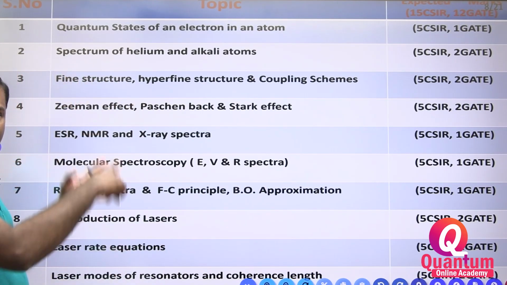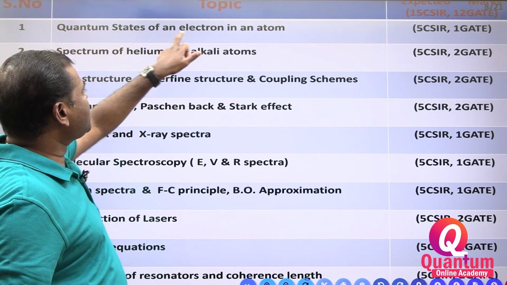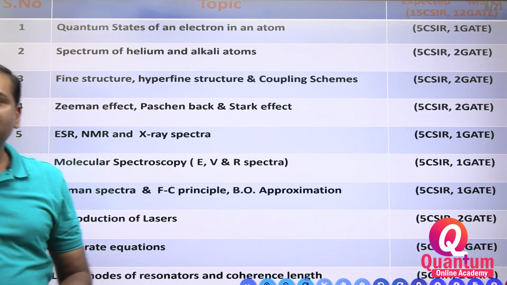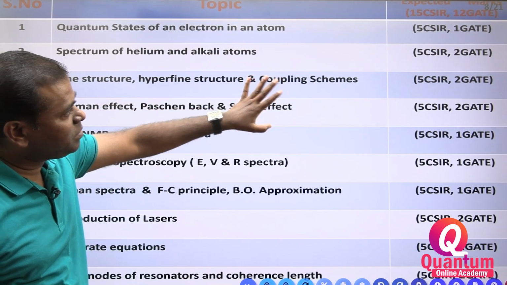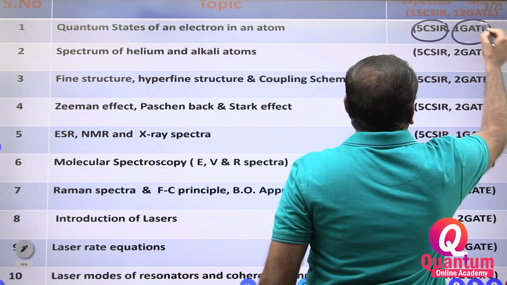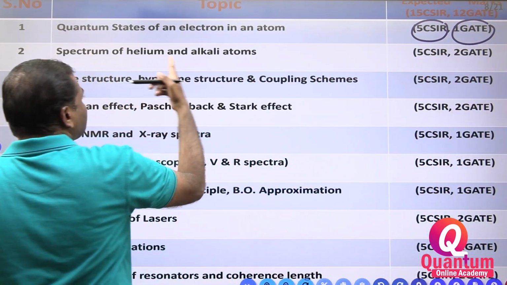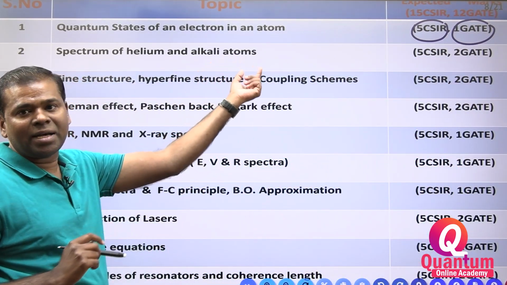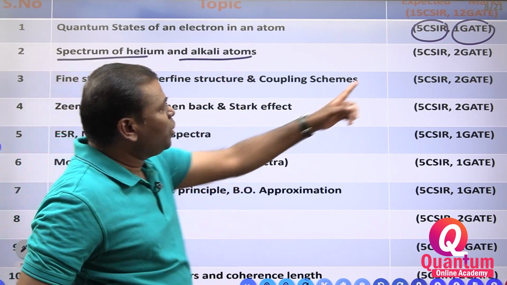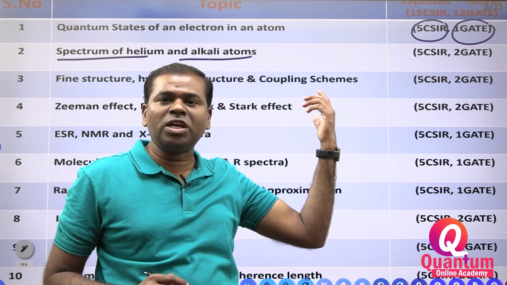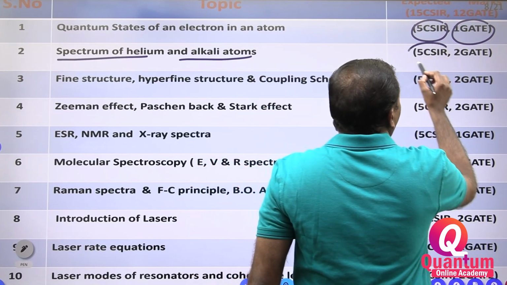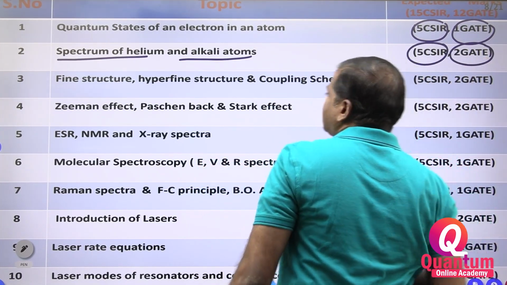I segregated 10 parts. First, quantum states of electron in an atom. You may get 5 marks only in CSIR. In GATE, 1 mark probability is there. Spectrum of helium and alkali atoms. You may get 5 marks only. Whichever area the question comes in, you will get 5 marks only. In GATE 2 marks is there.